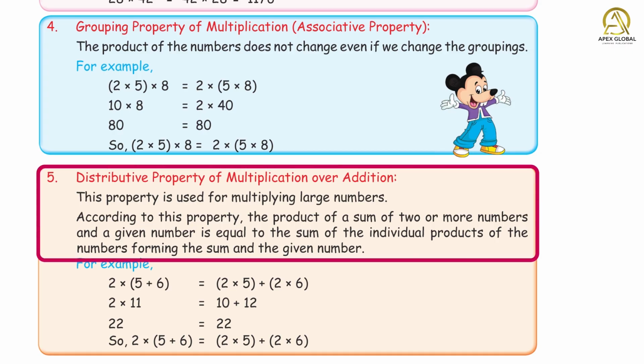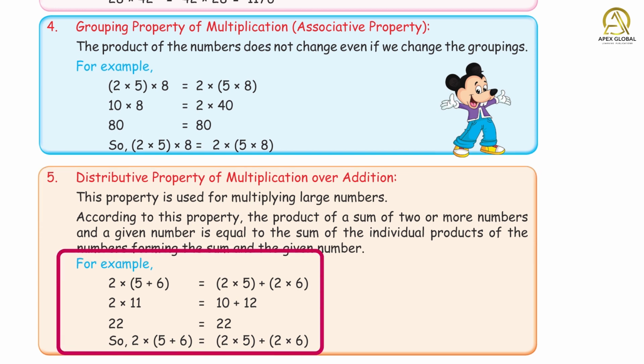5. Distributive property of multiplication over addition. This property is used for multiplying large numbers. According to this property, the product of a sum of two or more numbers and a given number is equal to the sum of the individual products of the numbers forming the sum and the given number. For example, 2 into (5 plus 6) is equal to 2 into 5 plus 2 into 6. 2 into 11 is equal to 10 plus 12. 22 is equal to 22. So, 2 into (5 plus 6) is equal to 2 into 5 plus 2 into 6.